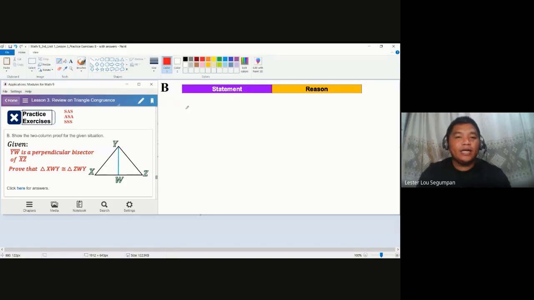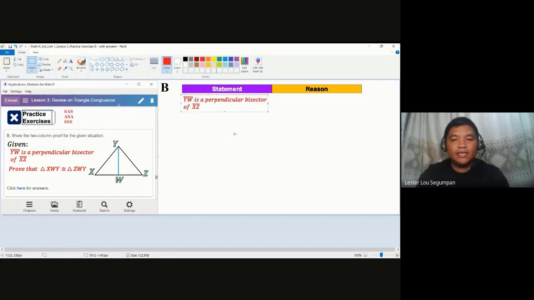As I've mentioned before, it's always safe for us to use the given. So for this given triangle XYZ, W is a point on XZ, and we have constructed YW, making two different triangles from the original one triangle. We will try to prove whether triangle XWY is congruent to triangle ZWY. We are already given this statement here as our preliminary given.